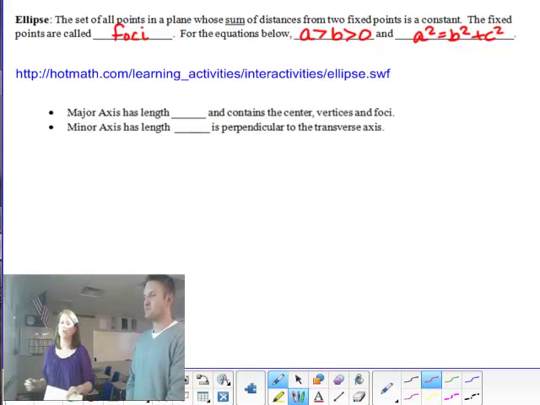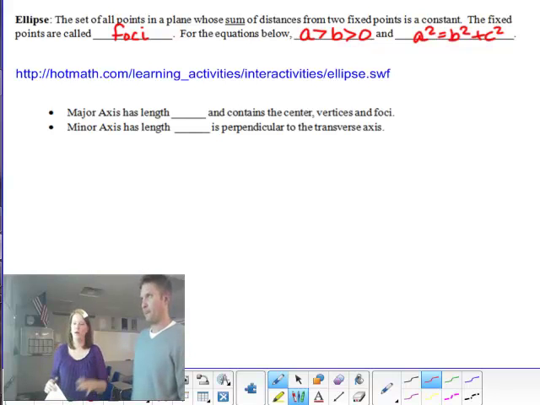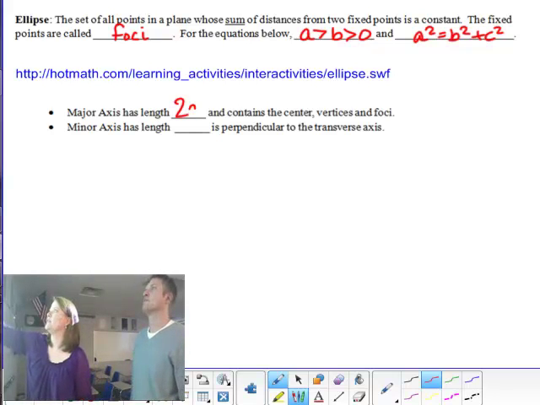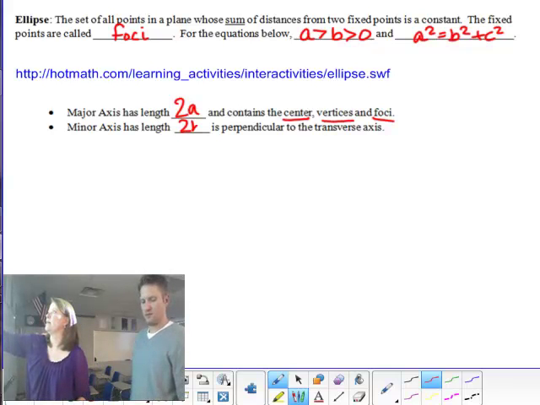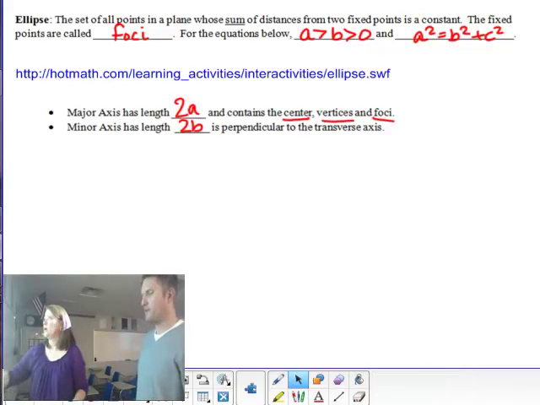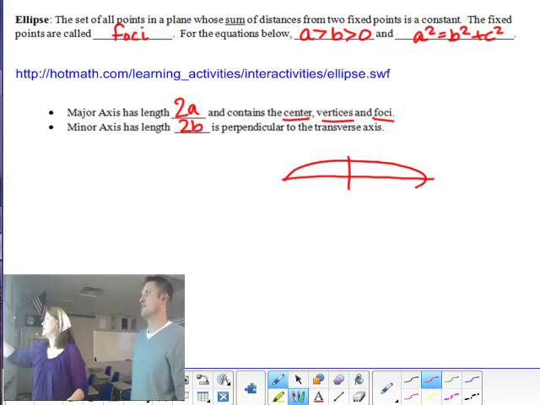All right, so the major axis, when I was talking about the exploration, in a vertical ellipse, the major axis would go up and down. It's the big one. It is going to have a length of 2a, and it's going to have the center of the ellipse, the vertices, which are different than a vertex of a parabola, and the two foci, which made our definition. The minor axis is going to have a length of 2b, and the minor axis and the major axis have to be perpendicular. So if the major axis goes this way, the minor would go that way, and there's your ellipse.